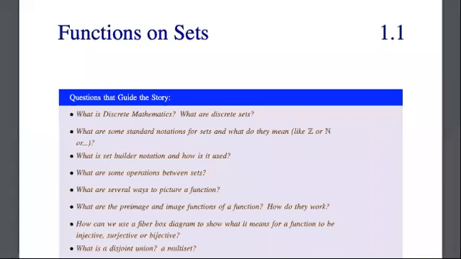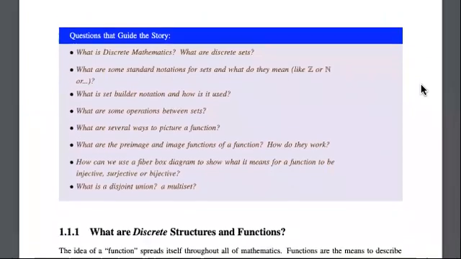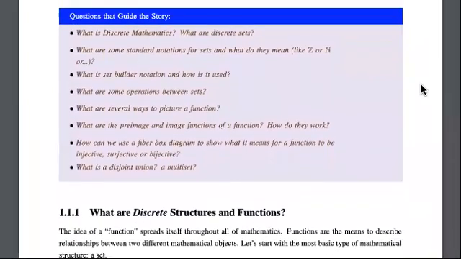Read along with Dr. Powell in the book Discrete Perspectives on Mathematics, section 1.1. Okay, this is functions on sets. This section kind of introduces the idea of what discrete mathematics even means.